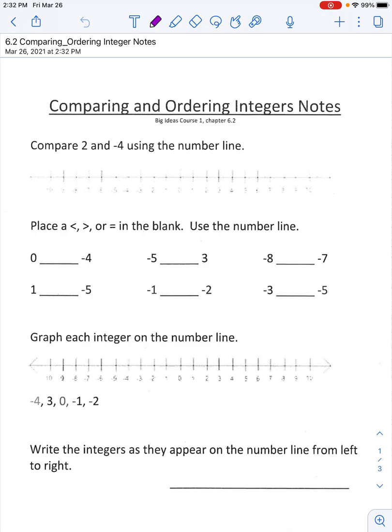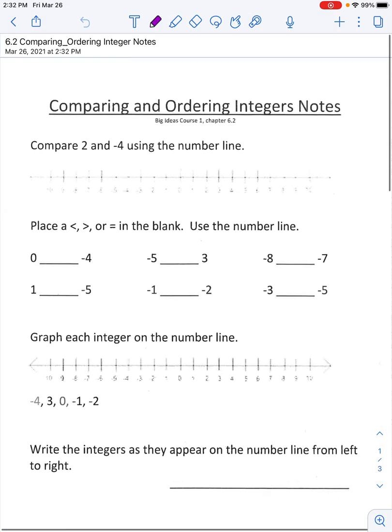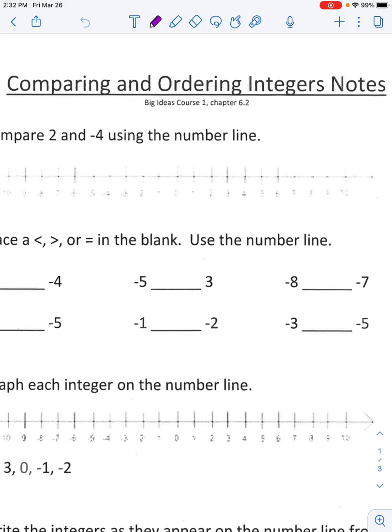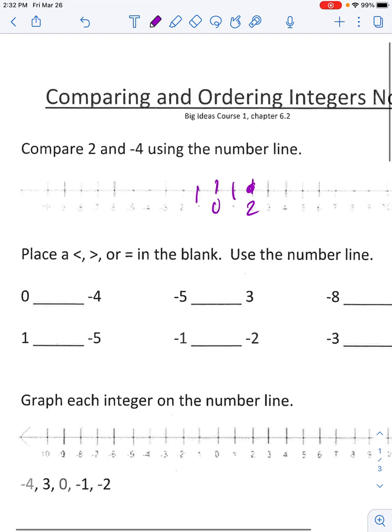On the first one, it says to compare 2 and -4 using the number line. This is a horrible number line, it did not transfer very well. But here's 0, so positive 2 would be right here, and then -4: -1, -2, -3, -4. Maybe yours looks a little bit better than mine. Go ahead and fill them in so that we can compare the two.